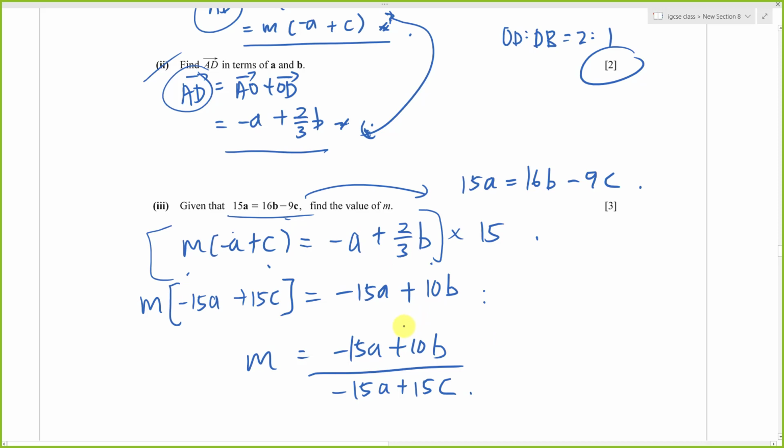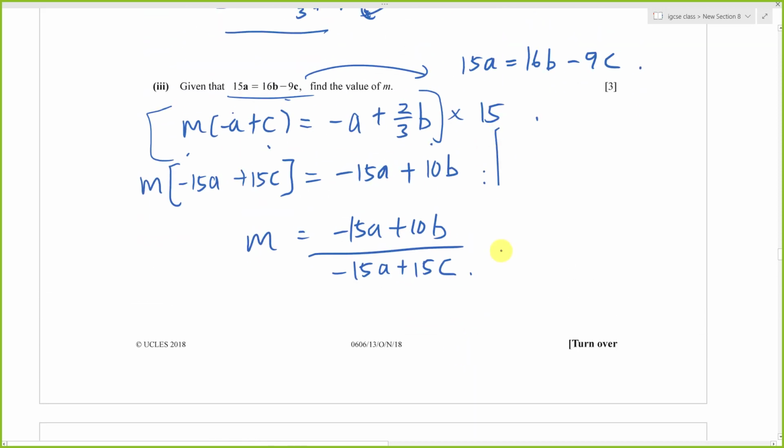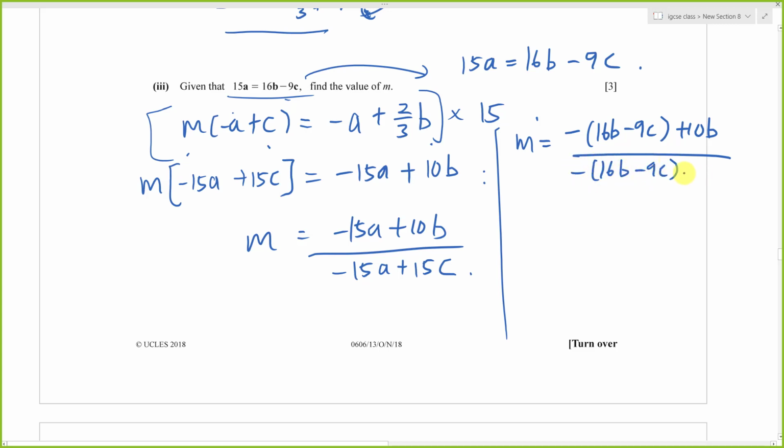If I sub into here, I don't know why suddenly this question looks a bit weird to me. I substitute 15a, I get 16b minus 9c plus 10b. So here I will do the same thing, 16b minus 9c plus 15c.